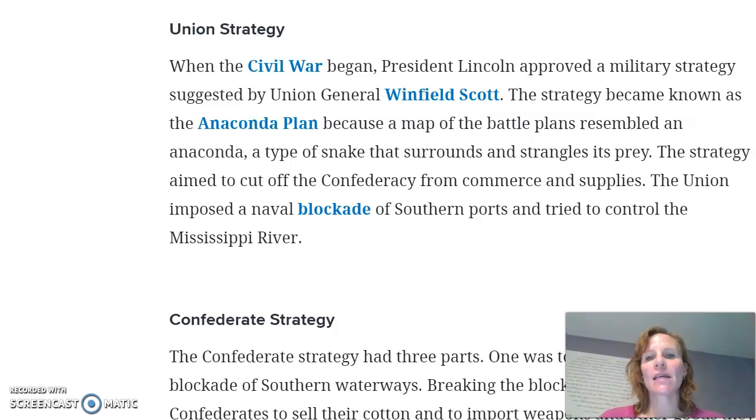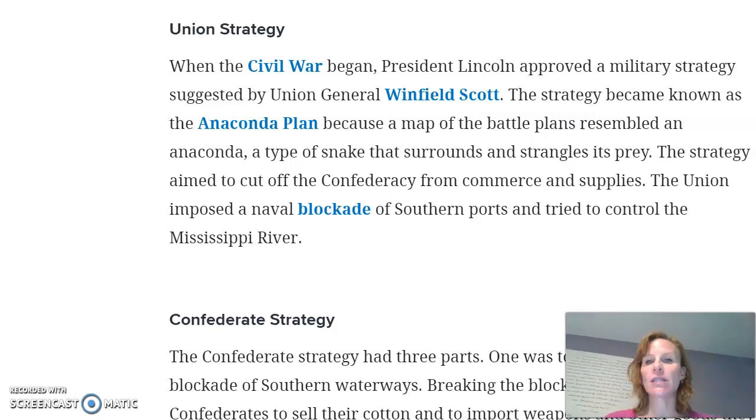When the Civil War began, President Lincoln approved a military strategy suggested by Union General Winfield Scott. The strategy became known as the Anaconda Plan because a map of the battle plans resembled an anaconda, a type of snake that surrounds and strangles its prey. The strategy aimed to cut off the Confederacy from commerce and supplies. The Union imposed a naval blockade of southern ports and tried to control the Mississippi.